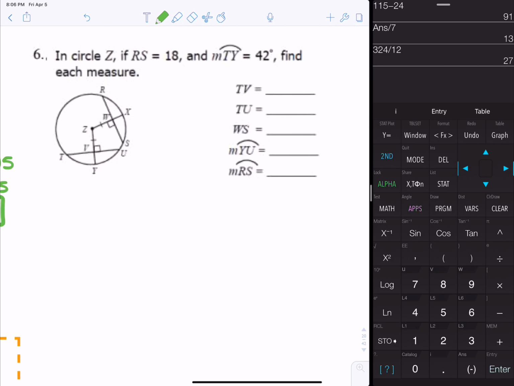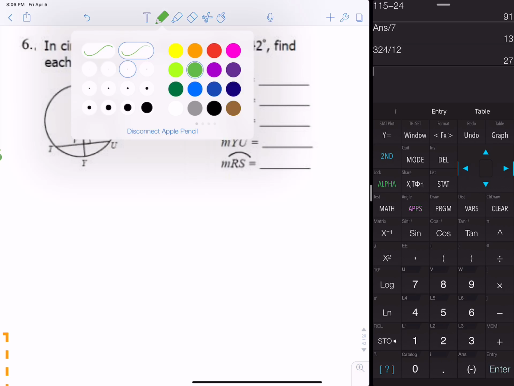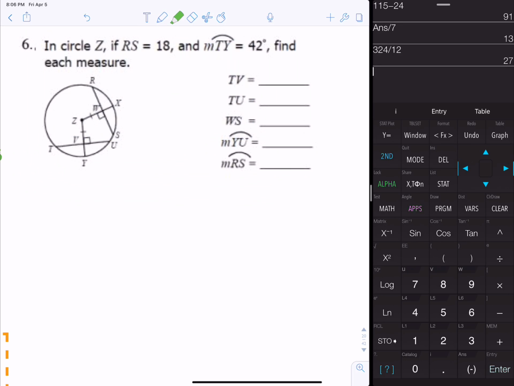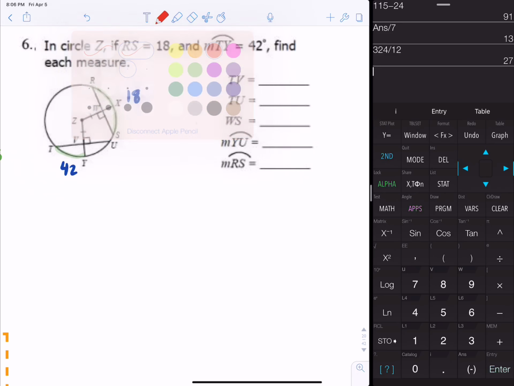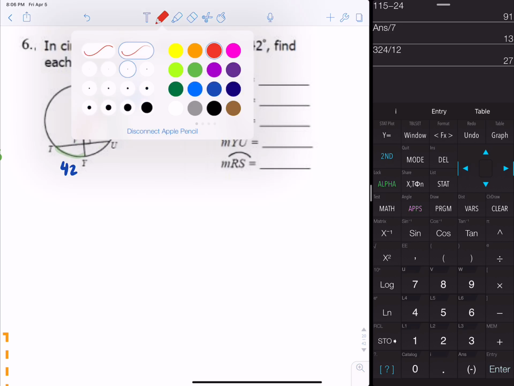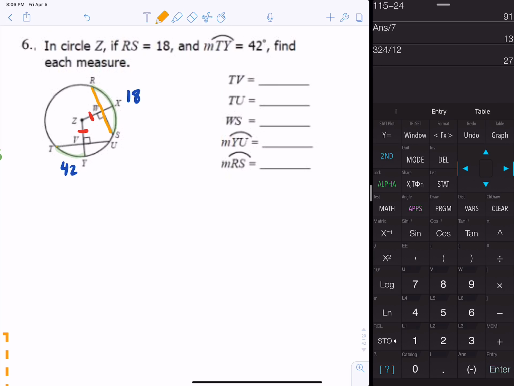So this one says, in circle Z, if RS equals 18, okay, so let's highlight RS is 18, and measure of arc TY is 42, find each measure. So TV, we got to label a few more things. So they've told us these are equidistant from the center, which means that these arcs and chords would be congruent and bisected. So that's lots of information we know. These chords are congruent and they are also bisected.